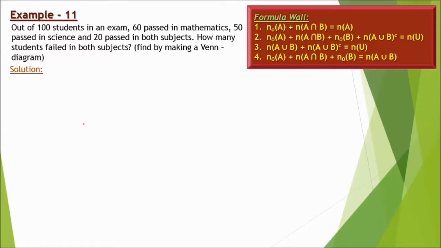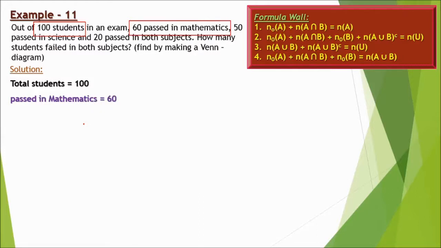Now 100, first we have to focus on 100. What is 100? 100 is the total number of students. So let's write total number of students equal to 100. Next our focus will be on 60: 60 passed in mathematics. This 60 is the number of students who passed in mathematics. Our next focus is 20: 20 passed in both subjects. And 50 passed in science. So let's write 50 passed in science.